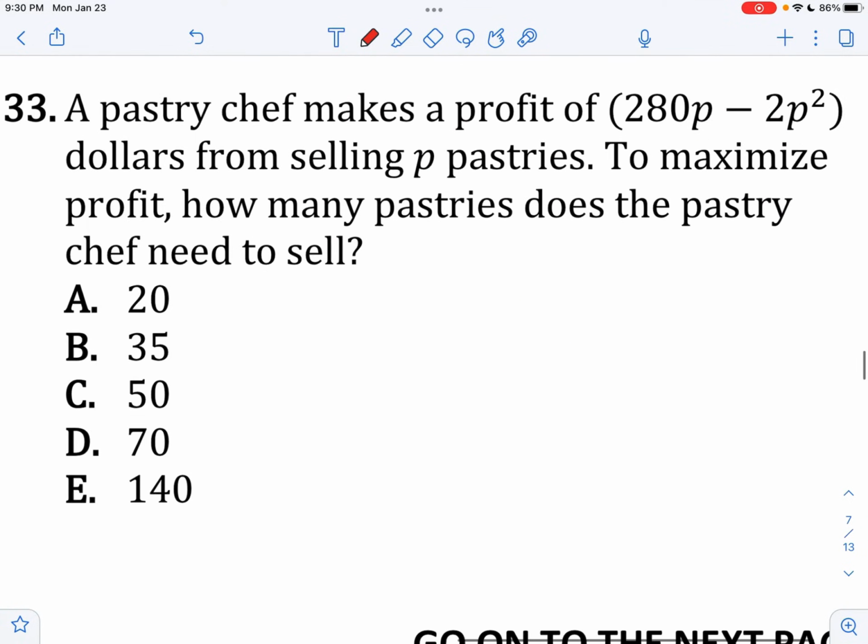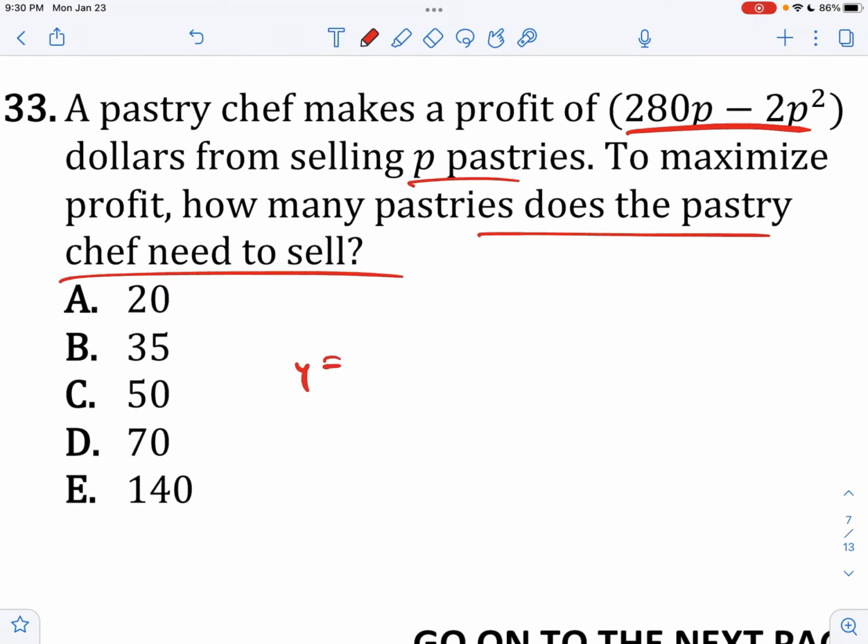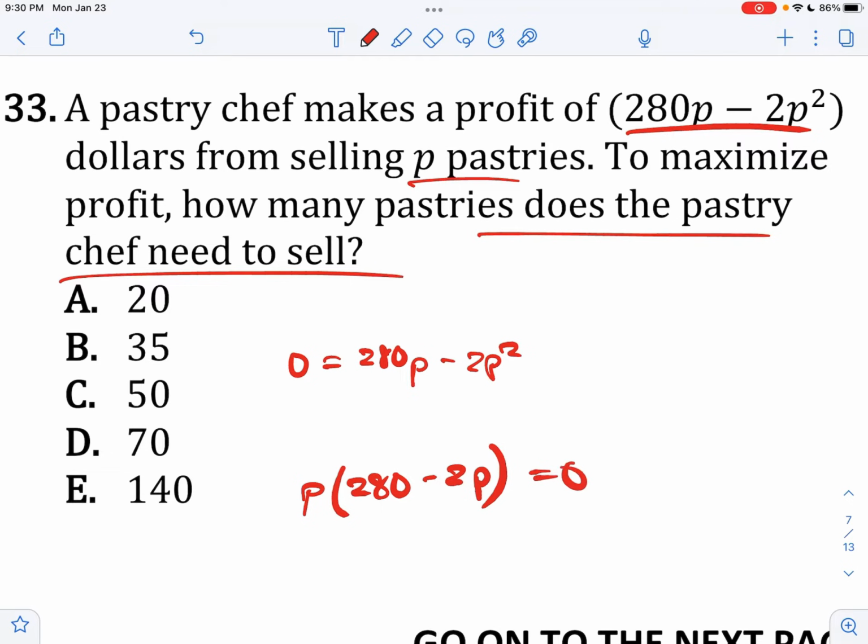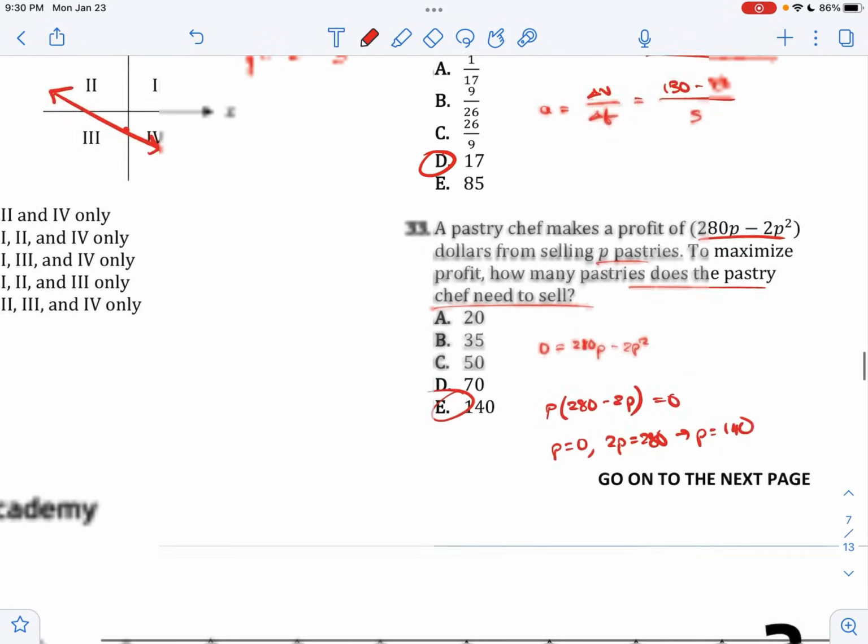A pastry chef makes a profit of this from selling this many pastries. To maximize profit, how many does this person need to sell? So let's just call this y is equal to 280. It's really just asking for a y-intercept, p minus 2p squared. And then let's factor out a p. 280 minus 2p equals 0. So p is equal to 0, or 2p is equal to 280. That means p is equal to 140. You can graph it if you're not sure.